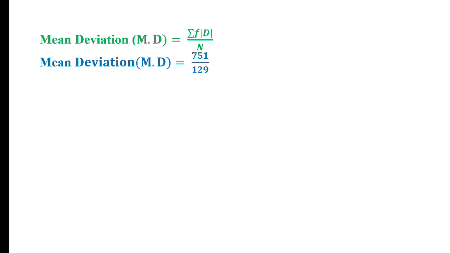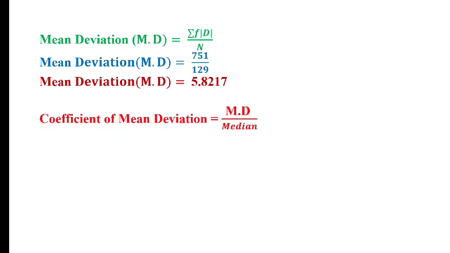Coefficient of mean deviation is mean deviation divided by median. The mean deviation value is 5.8217. The median value is 25. Simplifying, we get the coefficient of mean deviation equal to 0.23286. In this way, we can find the mean deviation and coefficient of mean deviation for a discrete series of observation.